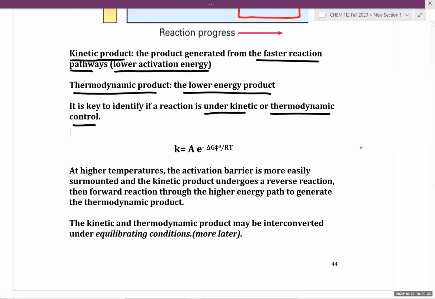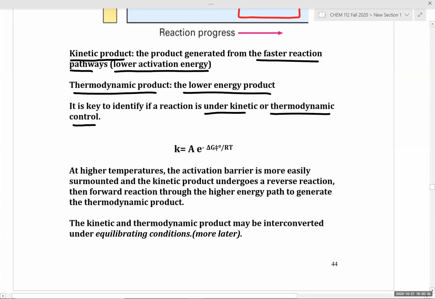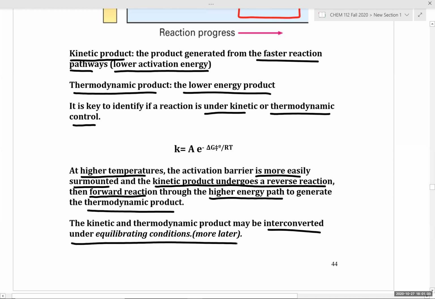So, looking at the Arrhenius equation one more time, at higher temperatures, the activation barrier is more easily surmounted, and the kinetic product can undergo a reverse reaction. Then it can undergo a forward reaction through the higher energy path to generate the thermodynamic product. The kinetic and thermodynamic product can be interconverted under what are known as equilibrating conditions.